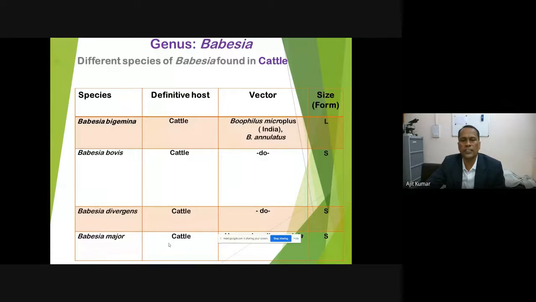There are four species found in cattle, and at least two species found in every species of animal, a larger part and a smaller. This is the vector. Boophilus microplus, this is the species of the tick. Boophilus microplus in India transmits Babesia bigemina. This is Babesia bigemina, the most prevalent Babesia species in India.